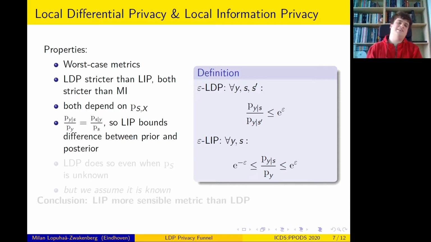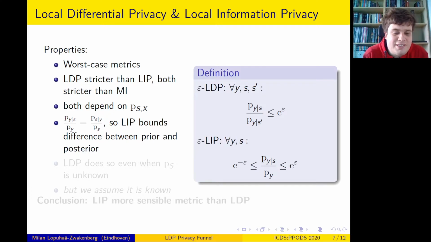Now, what does local information privacy mean? If you look at the fraction P of Y given S divided by P of Y, you can calculate that this is the same as the probability of S given Y divided by the probability of S. So that means that if you don't know any data, then you know that the probability of a secret is just the probability of S.